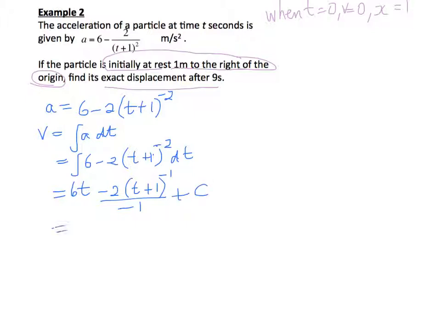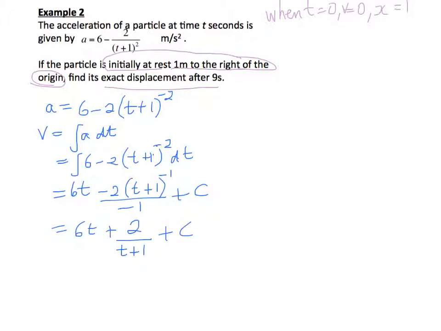We can write this a little bit nicer using our index laws again. The negative 2 and the negative 1 on the denominator, that negative and that negative is going to make a positive 2. And we can rewrite t plus 1 to the negative 1 as over t plus 1.